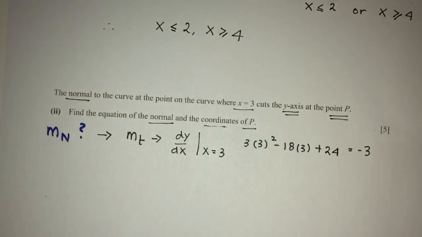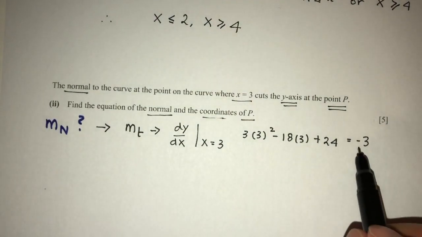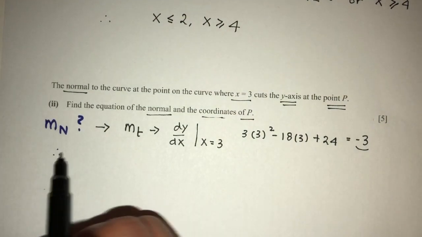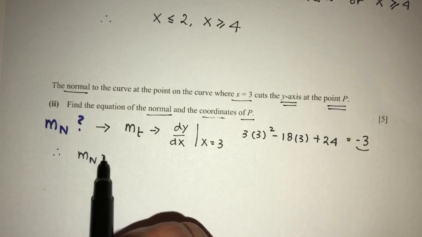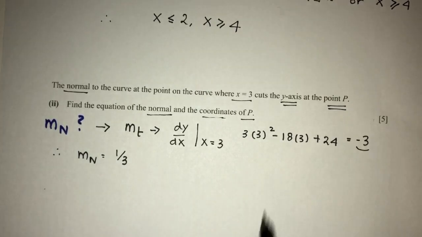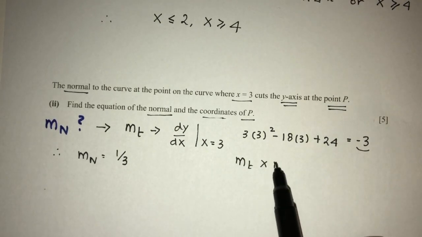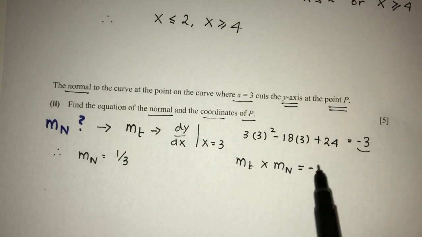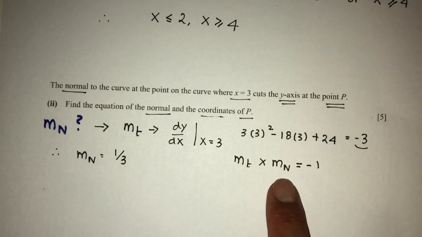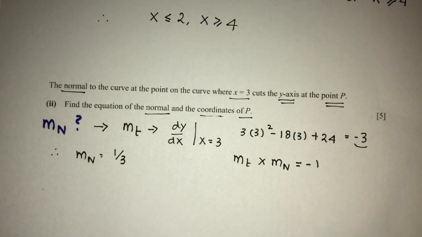So minus 3 will be what? Will be the gradient of the tangent. So from this we can conclude that the gradient of the normal has to be 1 over 3. Because we have this equation, which is gradient of tangent multiplied by gradient of normal have to give you minus 1. So by solving that for this, you will have mn has to be 1 over 3.